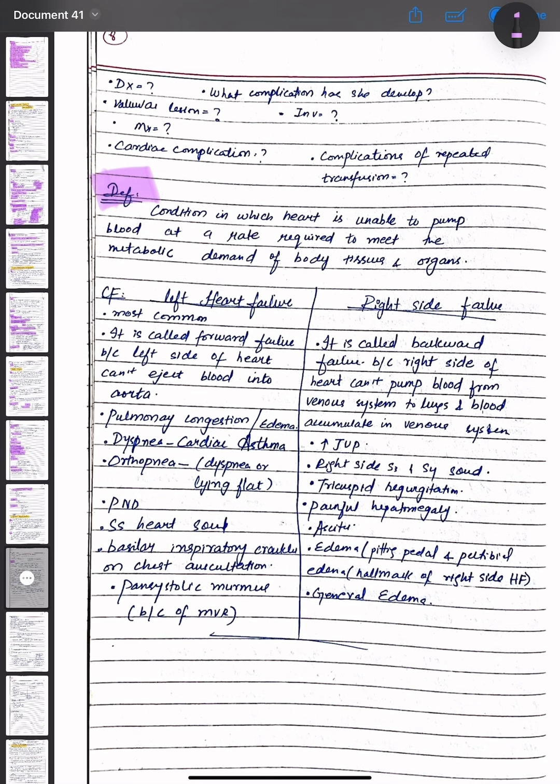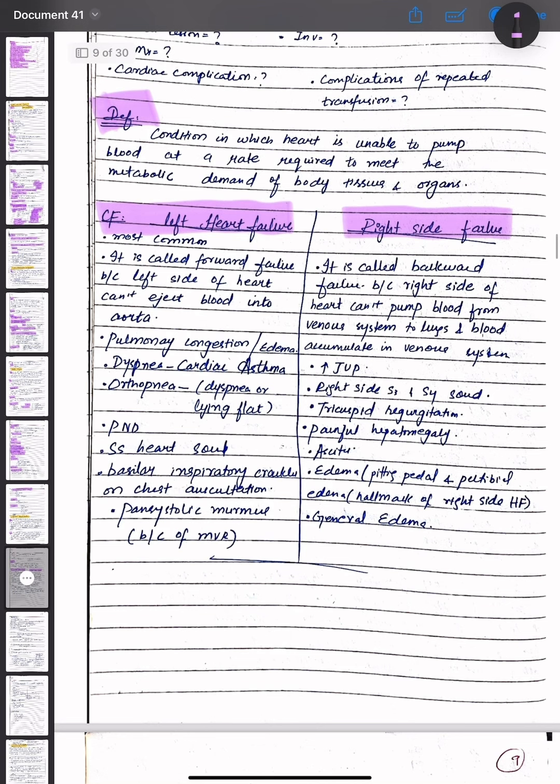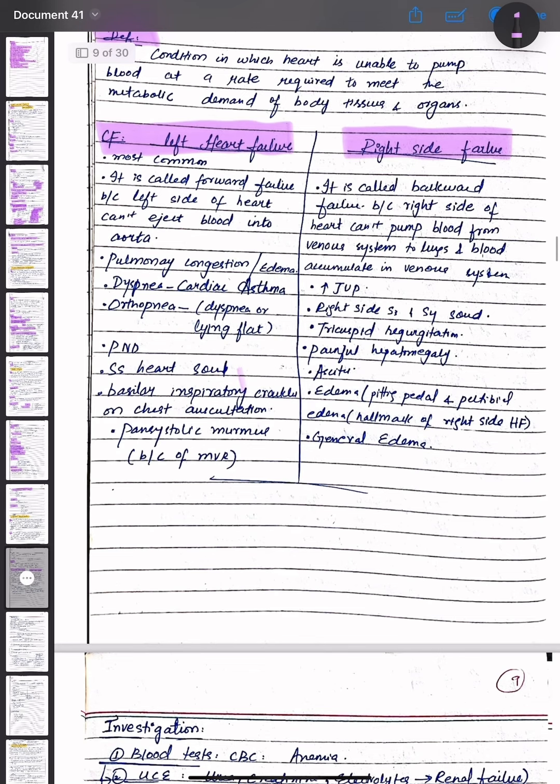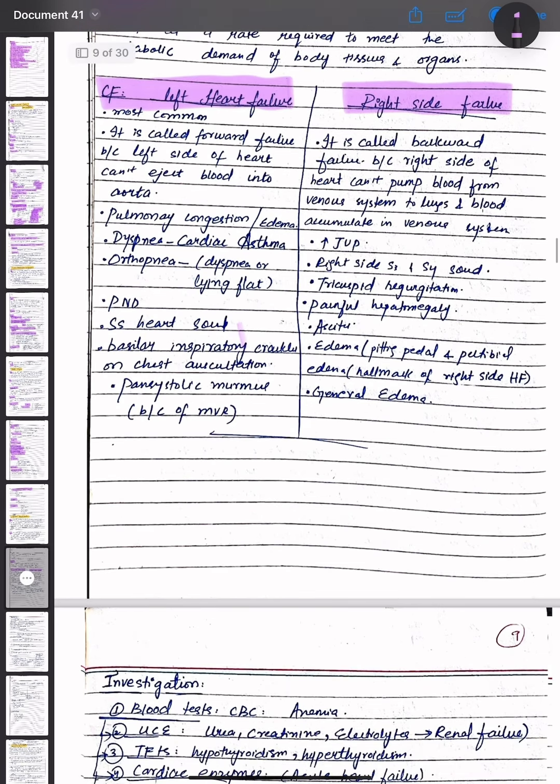The clinical features of congestive heart failure for left heart failure and right side failure are: left heart failure is the most common. It is called forward failure because the left side of the heart cannot eject blood into the aorta. Pulmonary congestion or edema occurs, dyspnea occurs, that is cardiac asthma, then orthopnea, the dyspnea on lying flat, then PND, the S3 heart sound, then basilar inspiratory crackles on chest auscultation, and pansystolic murmur because of mitral valve regurgitation is present.